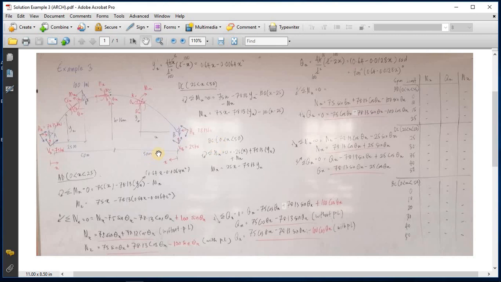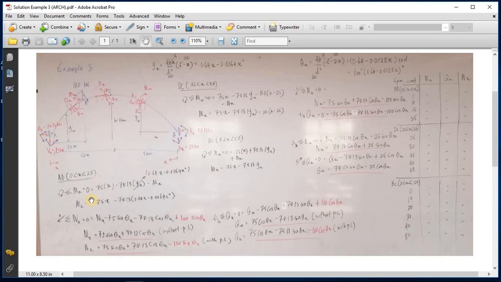Since in the arch we have one more step compared with the beam, which is about the rise y and the angle, the slope, in order to make the equation flexible, you need to formulate the equation of y in terms of x and the slope in terms of x, because these parameters will change accordingly to the position in the arch.